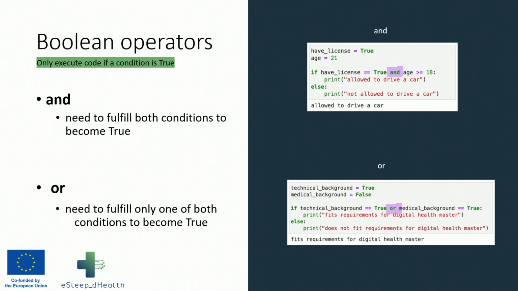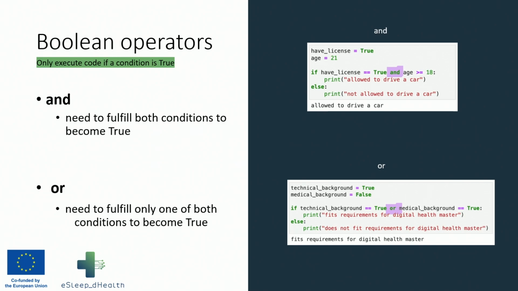Okay, next step would be Boolean operators. Boolean operators are used to make those if statements more complex. So this way we can have multiple conditions in one if statement. And for the AND operator, we need to fulfill both conditions to become true. And for the OR operator, we need to fulfill only one of both conditions to become true.